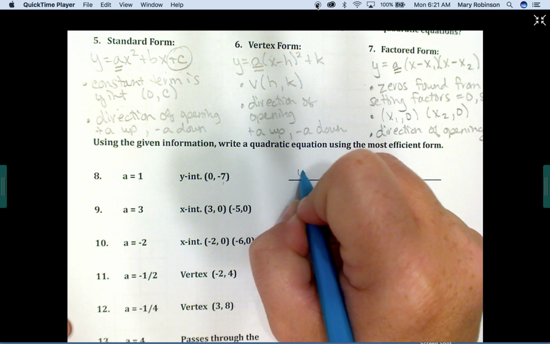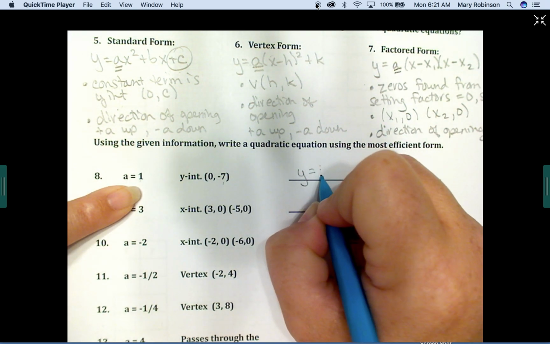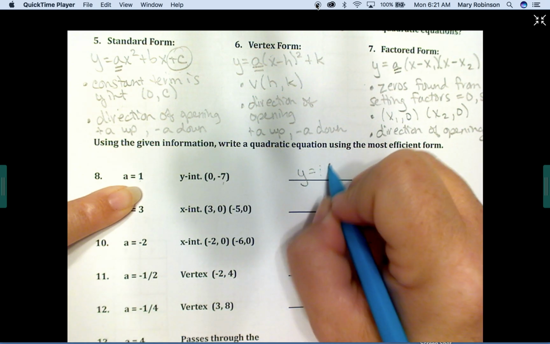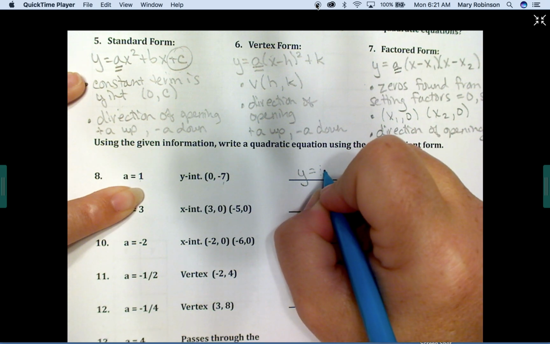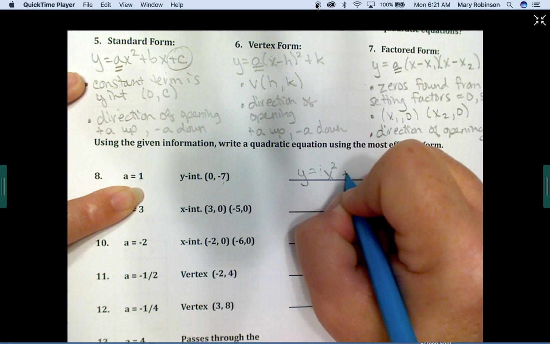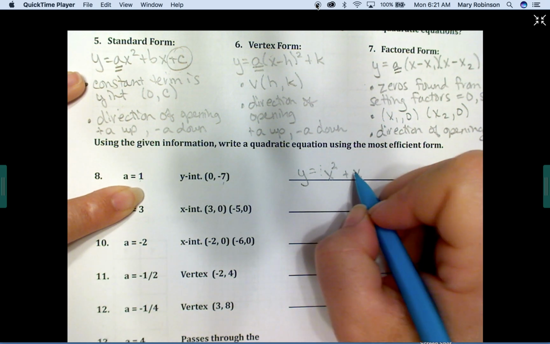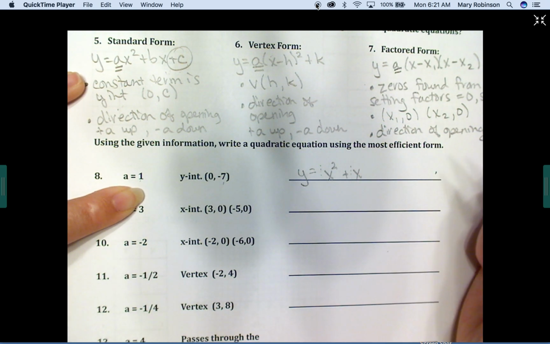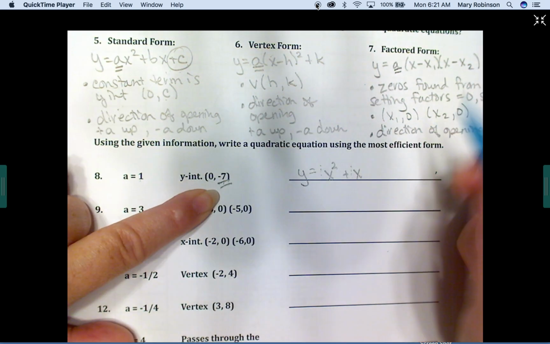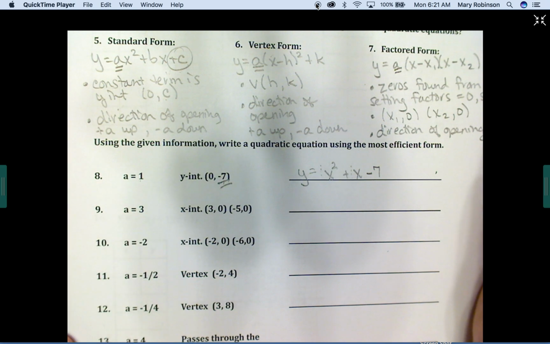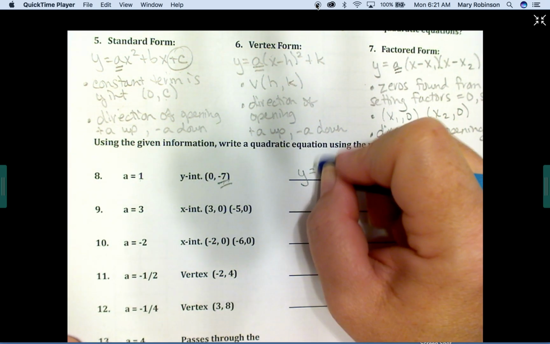So for 8, you would have y equals, I am not going to write the understood 1. I'll let you see that we're putting it there. But it would be an understood 1, x squared, plus x. And again, you could pick a different b value if you like. Right now it's an understood 1. But our y-intercept, because we have a negative 7, that is our c. We must put a negative 7 at the end of our function. But of course, these ones are understood.